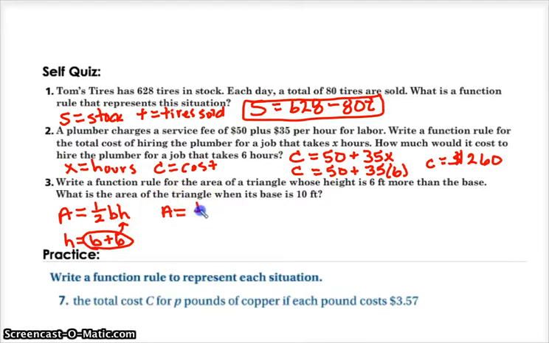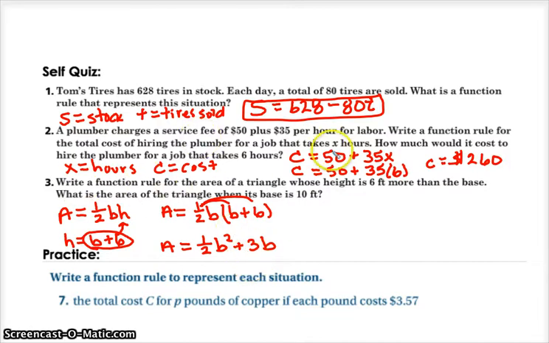So A equals 1/2 b times b plus 6. Now I have to be careful when I am simplifying because I am distributing 1/2 b to both terms inside the parentheses. So 1/2 b times b is 1/2 b squared, and 1/2 b times 6 is 3b.